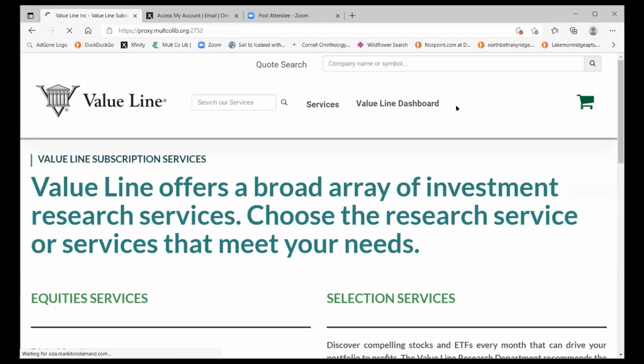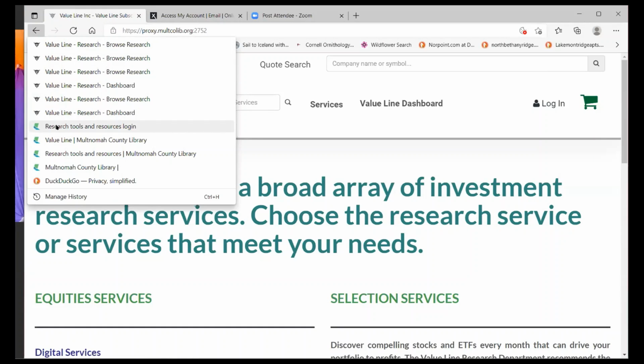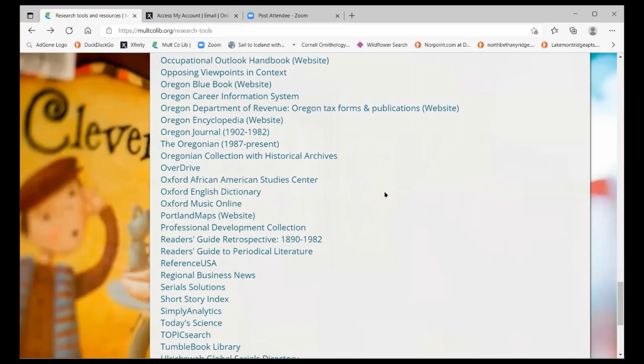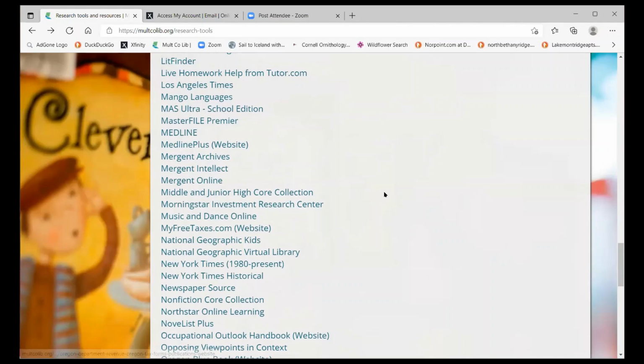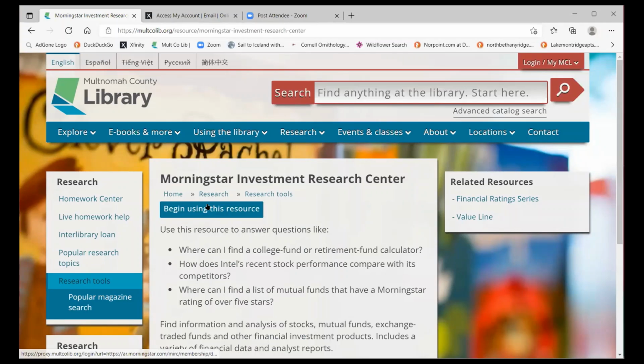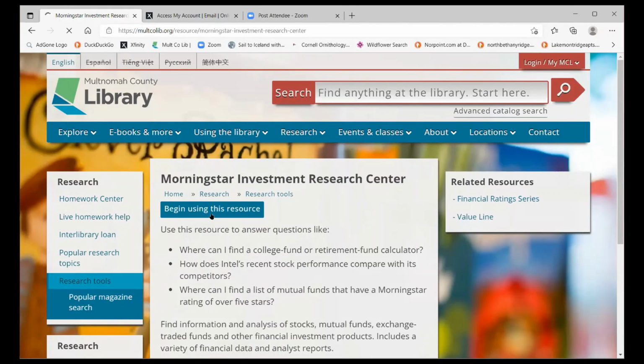And it comes up and it says you have signed out. If you go to the back arrow and right click and go down to where it says research tools or research, there you go, research at Multnomah County Library. If you click there, it will take you back into what you've seen before. I then go up to Morningstar. And yes, I want to use it, but I don't have to sign in again because I'm already signed in. And as slowly as this is loading, it will eventually bring me up.